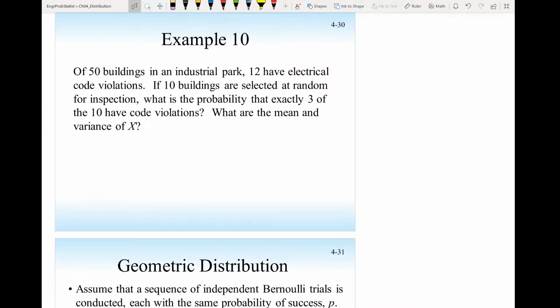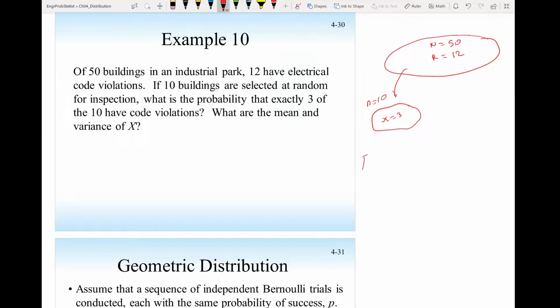So let's look at this example of 50 buildings in an industrial park. We can think of the population N equal to 50. 12 have electric code violations. So let's say the buildings of interest are the ones with violations. So there are 12 of them. If 10 buildings are selected at random, so here little n is 10. What is the probability that exactly 3 of the 10 have code violations? So our little x here is 3. So we want to know the probability that x equals 3.